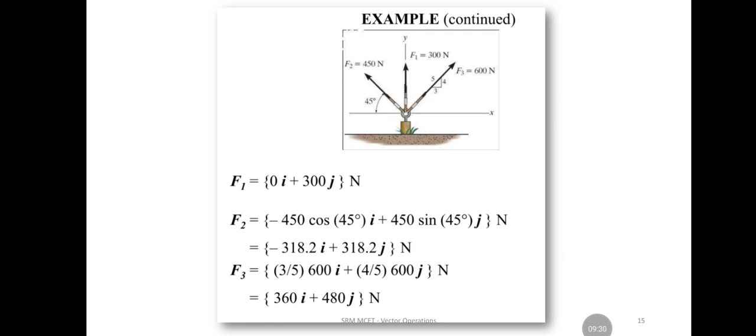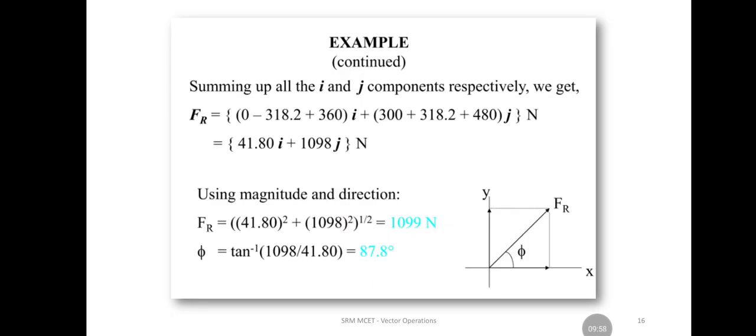So what I have to do is resolve F1 into two components, that is i and j. And F2, again with unit vectors, is minus 450 cos 45 degrees into i vector plus 450 sin 45 into j vector. Again F3, that is the third force, is resolved. What we get is 360 into i plus 480 into j vector. So we have just resolved them and written them in the form of vector quantities.